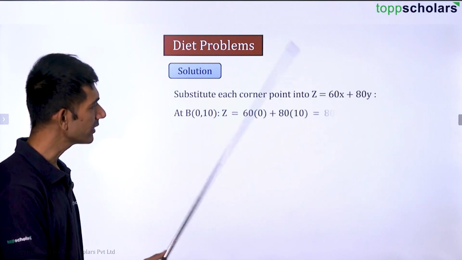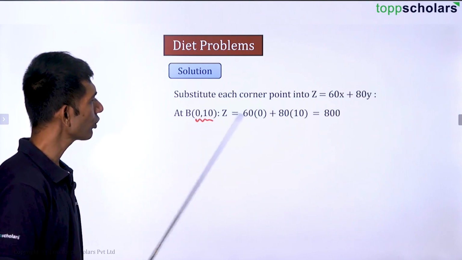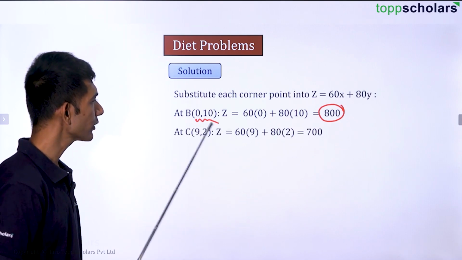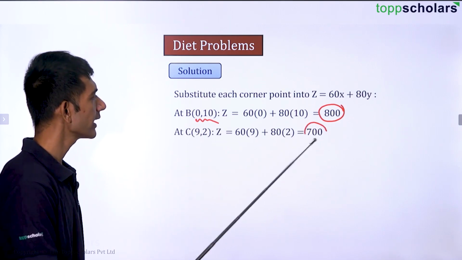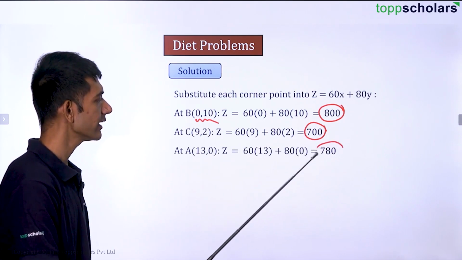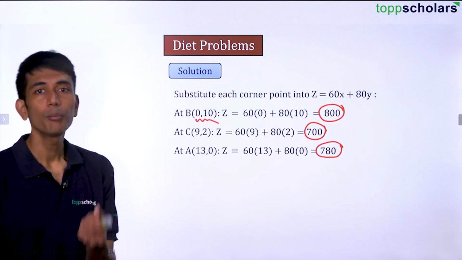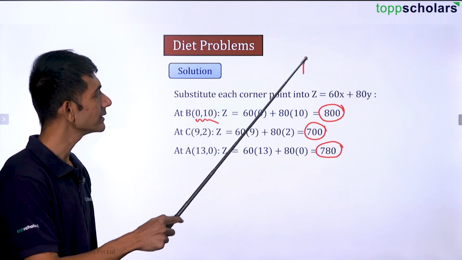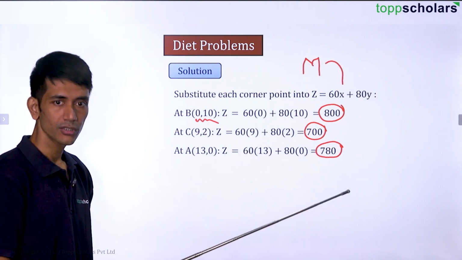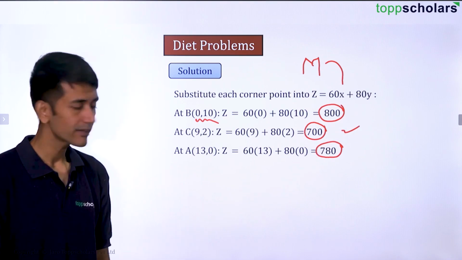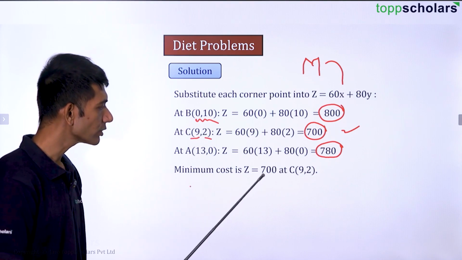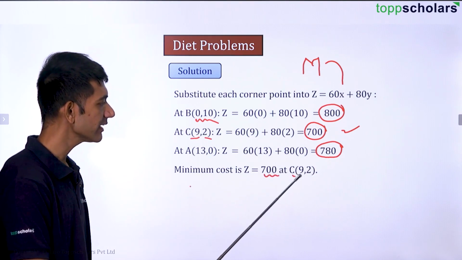So we'll substitute that here. If I substitute (0, 10) here, I get 800. If I substitute (9, 2), I get 700. And if I substitute (13, 0), I get 780. Our objective was to minimize the cost. Minimize the cost here. So which is the least cost? I can say the least cost is rupees 700 and we are getting it at (9, 2). So the minimum cost is rupees 700 at (9, 2).